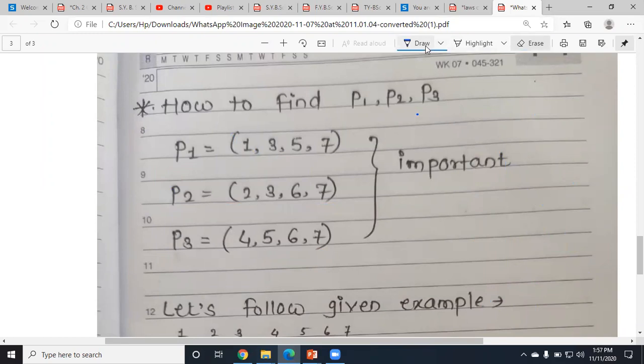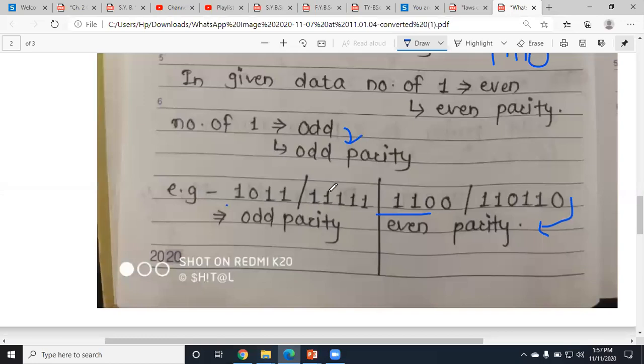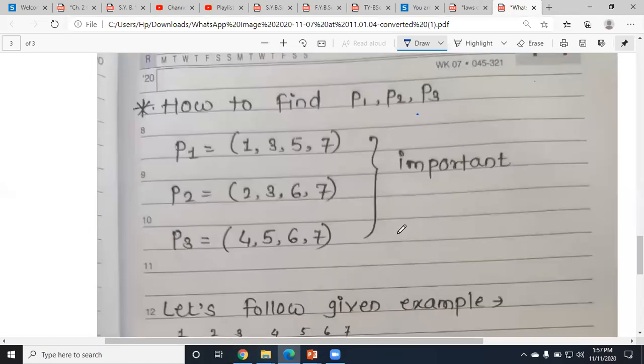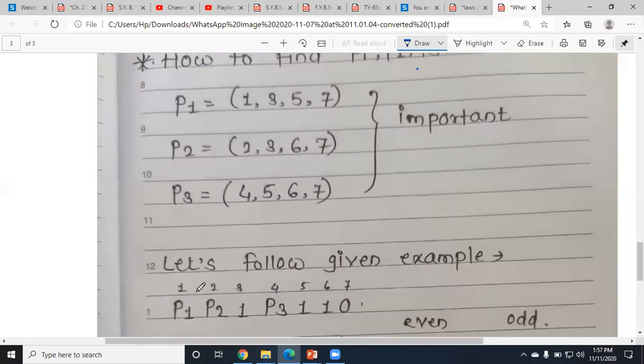Now, 1, 3, 5, 7 are the places for P1. What is the data we have? P1, P2, 1, P3, 1, 1, 0. I'll write it here so that it will be easy for us. This is the data we already have. To find P1, which values do we have to consider? 1, 3, 5, 7. Right?